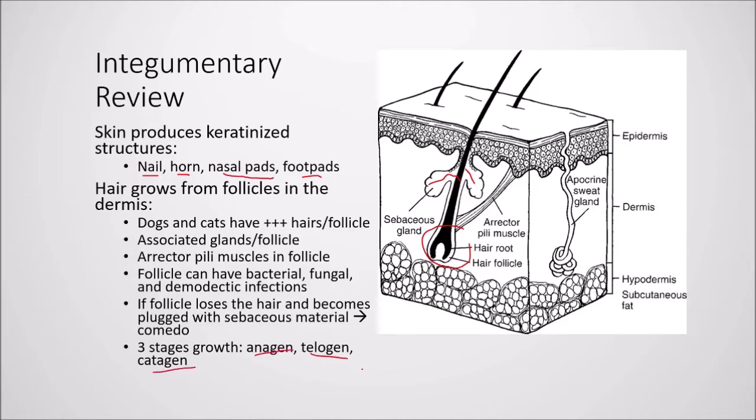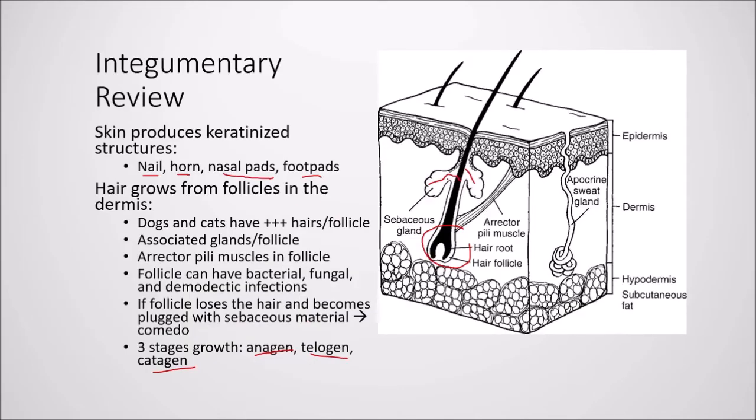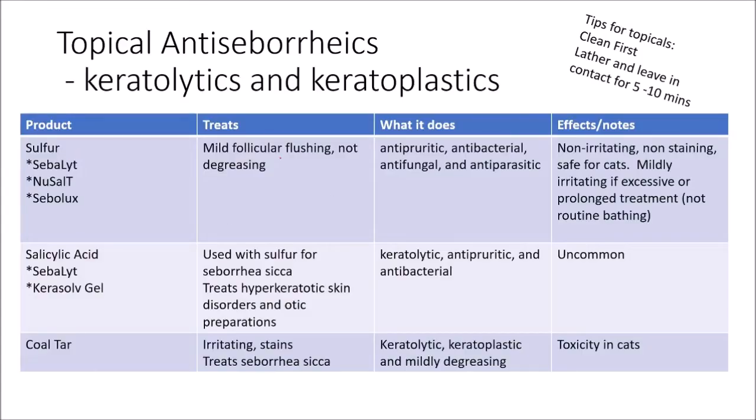So, topical antiseborrheics. If our seborrheic glands or sebaceous glands are producing too much exudate and it comes out on the skin, the skin will be greasy and waxy, and then they will start to have some skin issues. They can also be pruritic, and it can trap bad bacteria and bad fungi in the area, causing problems. The first thing that we'll see as an antiseborrheic, these are keratolytics and keratoplastics.